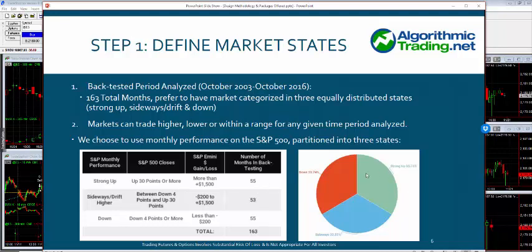And so you can see that we created these values in order to have 3 equally distributed states, because we didn't want any one state to be over-representative of that period. So that's how we defined our 3 market states.